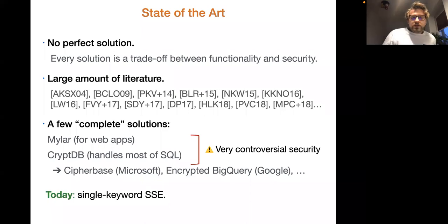And I think I already mentioned this. Today I'm mainly focused on single keyword SSE. So you can search a single keyword, and then the document identifiers that match are retrieved. And I focus on it in the static case. So initially the database is fixed, and you can't really update the database.